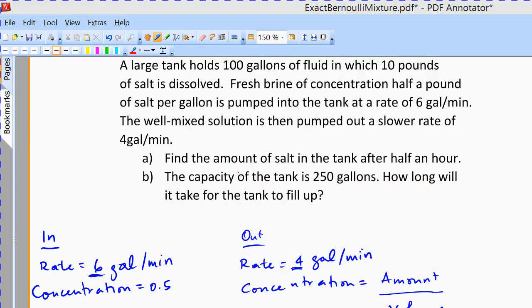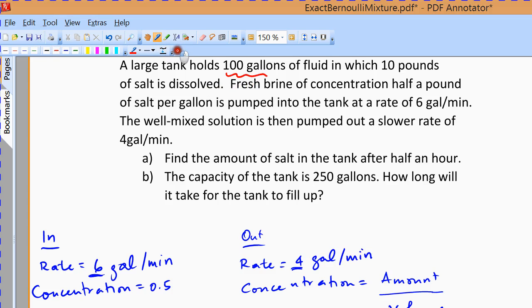A large tank holds 100 gallons of fluid in which 10 pounds of salt is dissolved. Fresh brine of concentration half a pound of salt per gallon is pumped into the tank at a rate of 6 gallons per minute, and the well-mixed solution is then pumped out at a slower rate of 4 gallons per minute. Let's go through some of the details here.